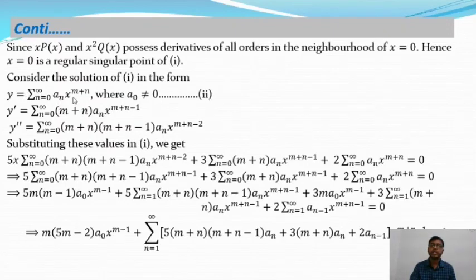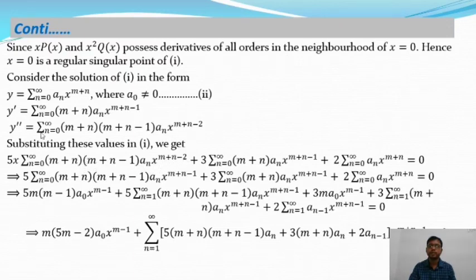So now differentiate this solution. We get y′ = Σ (n = 0 to ∞) (m+n) aₙ x^(m+n−1), and the second order differentiation gives y″ = Σ (n = 0 to ∞) (m+n)(m+n−1) aₙ x^(m+n−2). Now substituting y′ and y″ in equation 1, we get 5x Σ (n = 0 to ∞) (m+n)(m+n−1) aₙ x^(m+n−2).